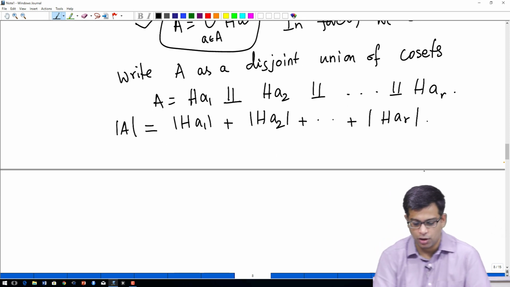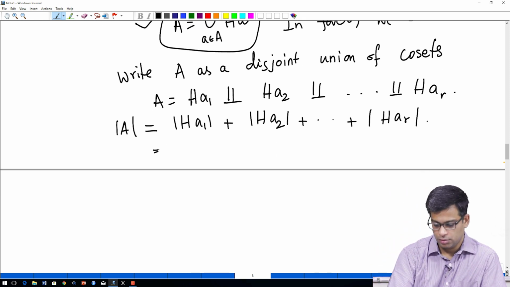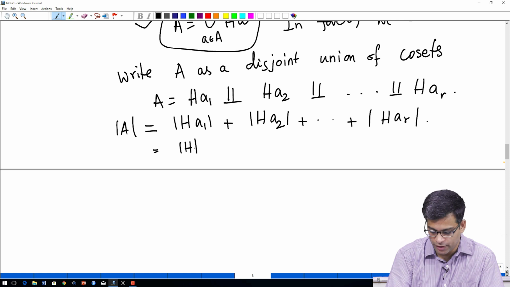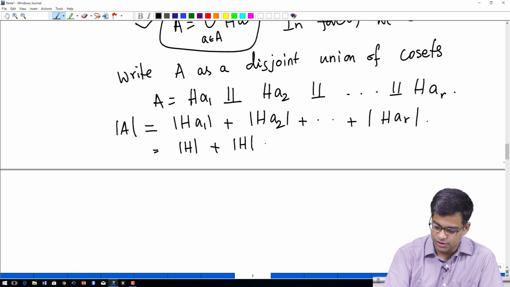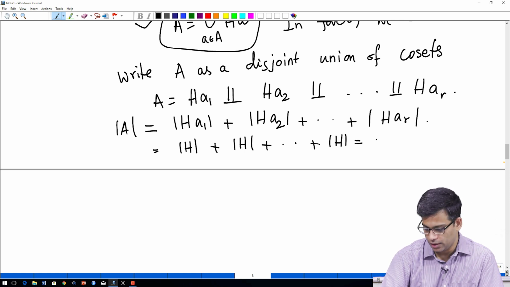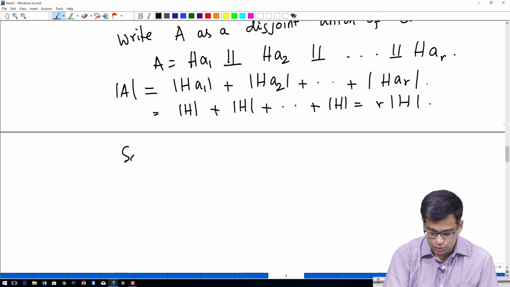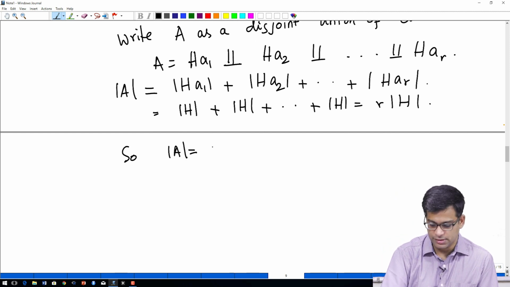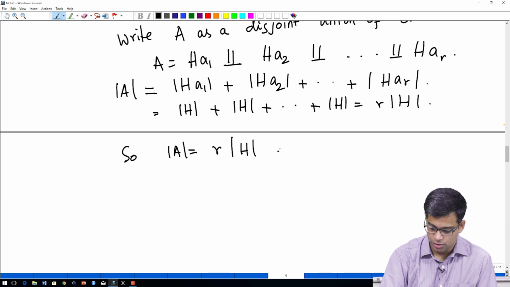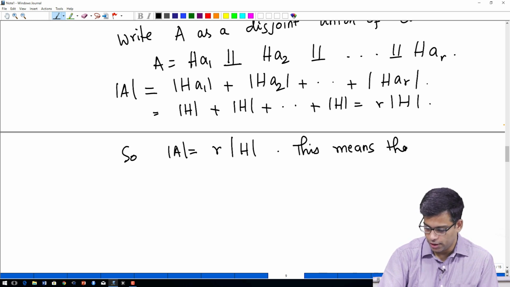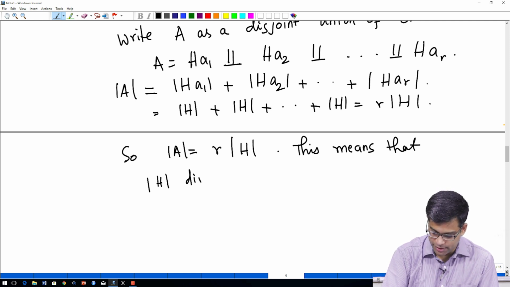Okay. Now let us see what is the order of Ha1. Order of Ha1 is just order of H. Similarly, order of Ha2 is order of H. Order of Har is order of H again. So this is order of H times r. So order of A is equal to r times order of H. This means exactly that order of H divides order of A, right.